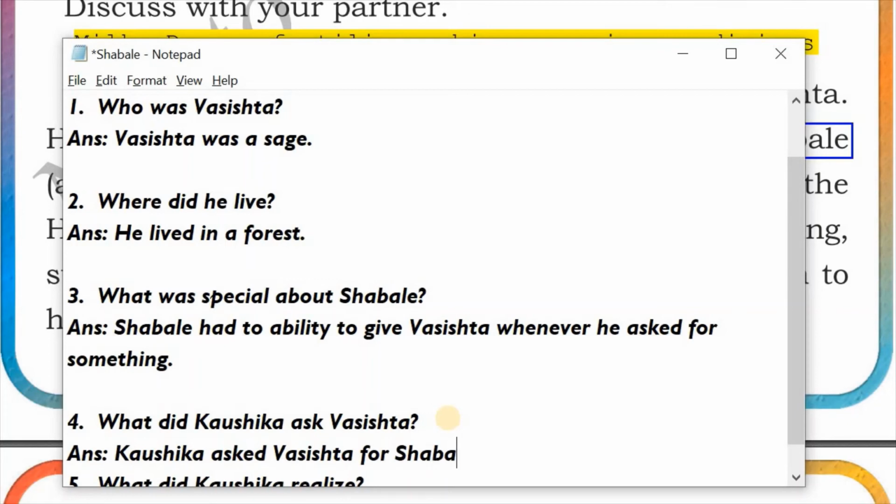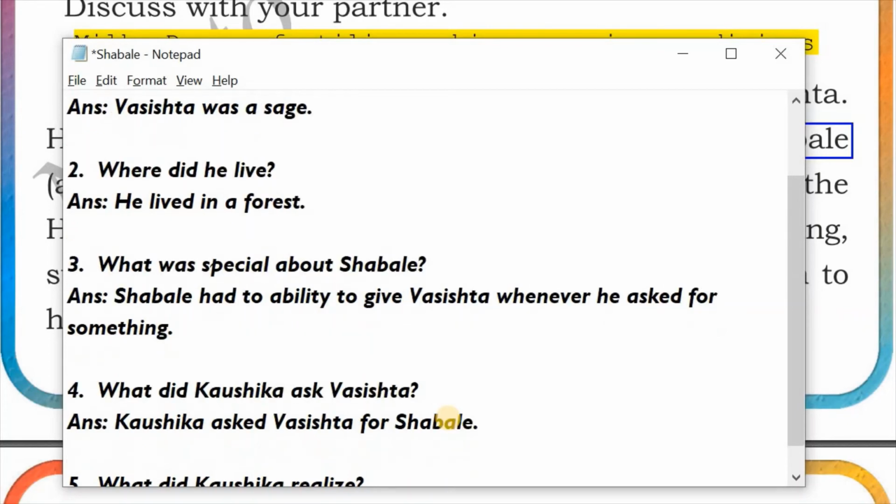For Shabale, in such lessons you have to pay special attention to the spellings. The spellings are sometimes different in different textbooks and different literature, but it's better you follow whatever is in the textbook.